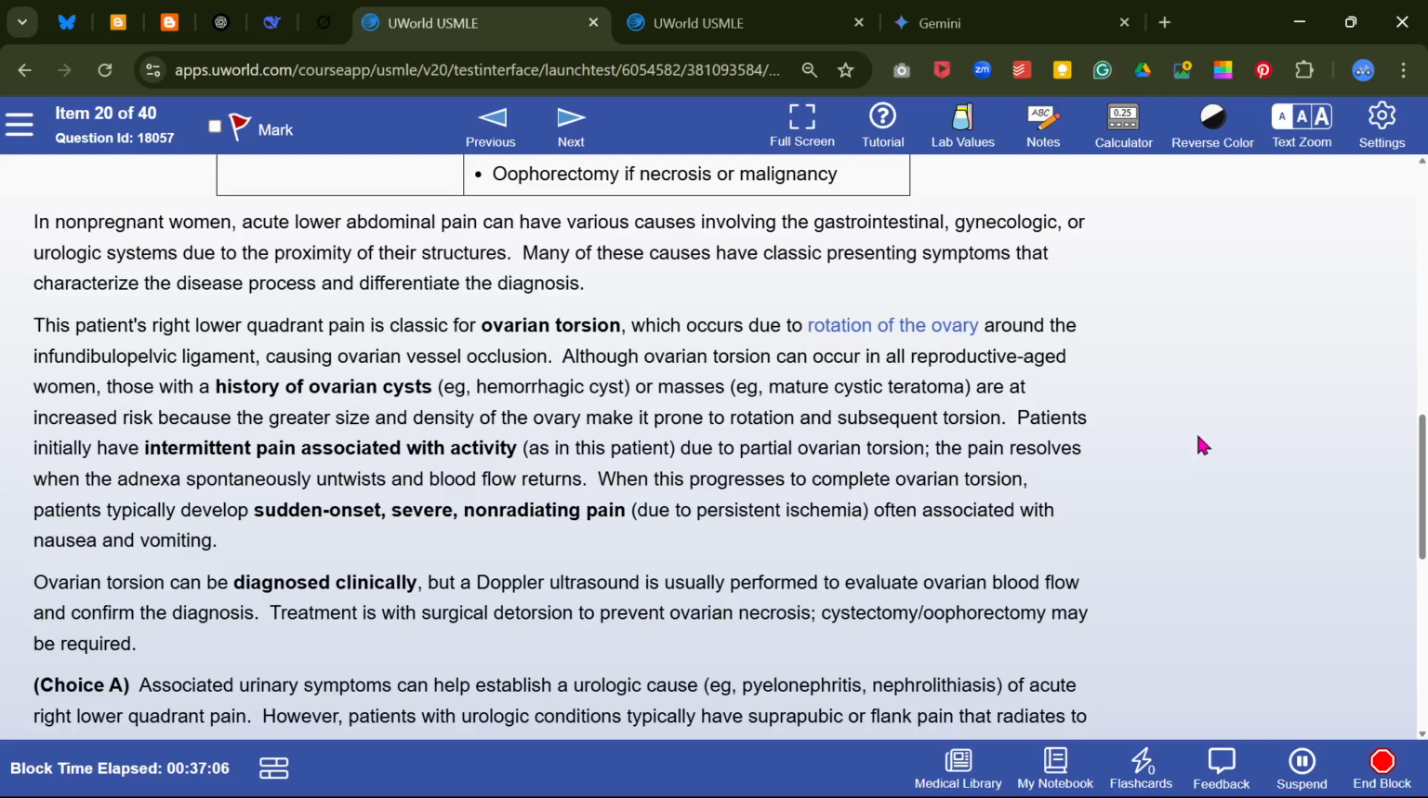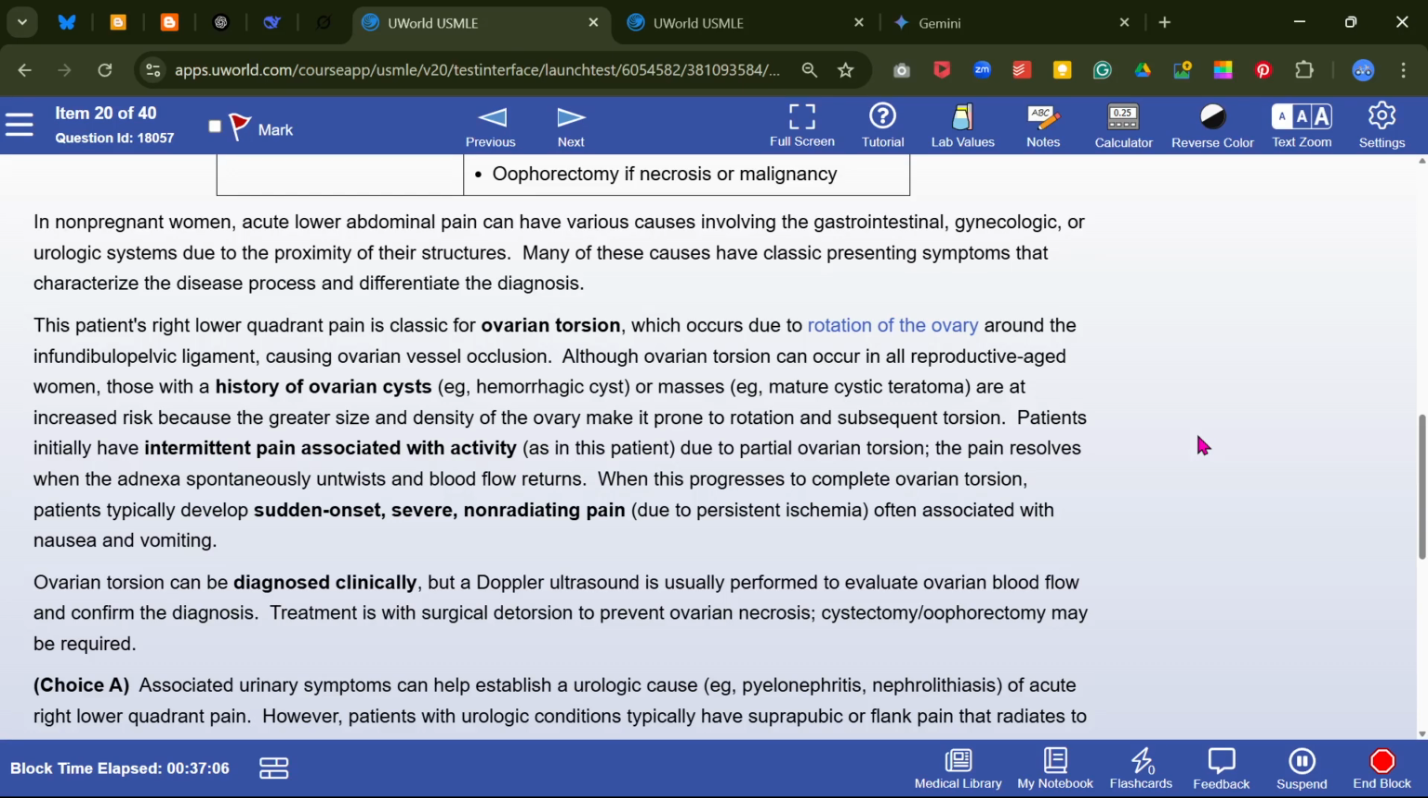Patients initially have intermittent pain associated with activity. As in this patient, due to partial ovarian torsion, the pain resolves when the adnexa spontaneously untwists and blood flow returns. When this progresses to complete ovarian torsion, patients typically develop sudden onset severe non-radiating pain due to persistent ischemia, often associated with nausea and vomiting.